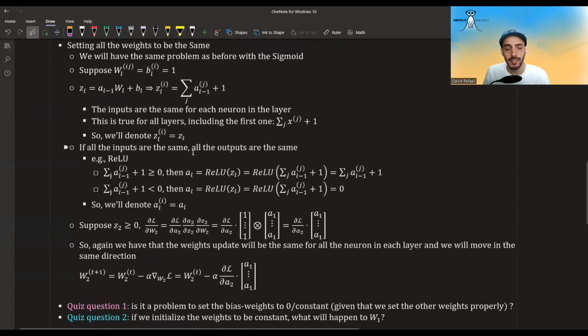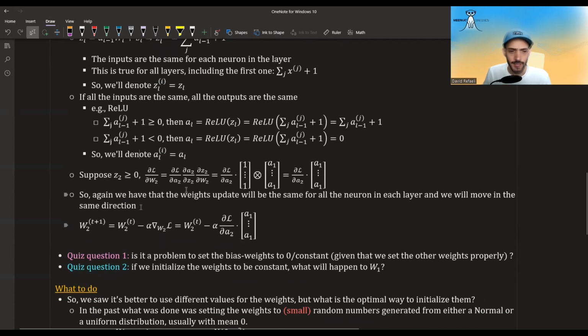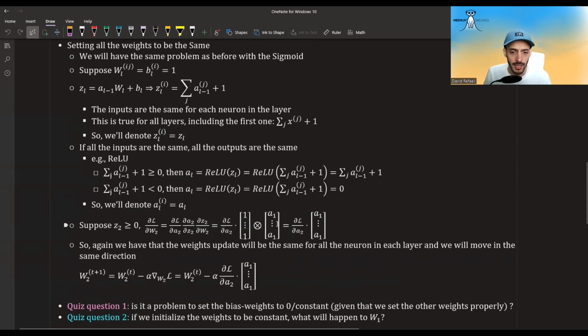So now if all the inputs are the same, all the outputs are the same as well. For example, in ReLU, if all the inputs are above 0, then we'll just get the inputs themselves. If all the inputs are below 0, then we'll just get zeros. But the outputs will be the same, so we'll denote by a of l the scalar value of all the outputs. And so here we will have something very similar. For example, in ReLU, if we suppose that we are above 0, then this will be the vector of gradients. And so this is equal to the outputs of the first layer. We just said that all the outputs have the same value, so it's equal to this.